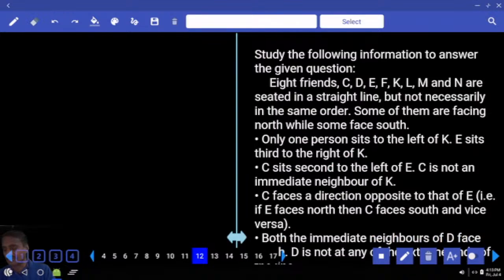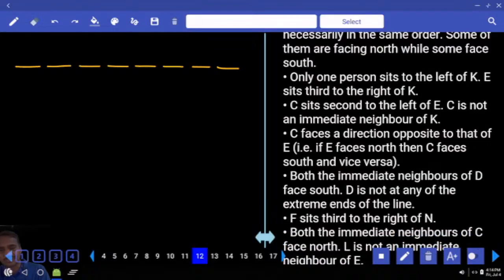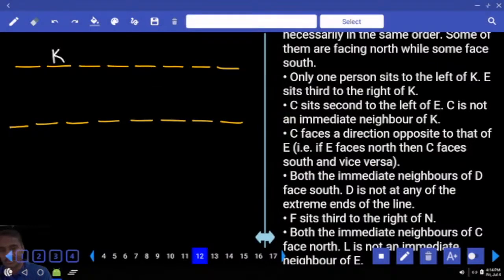Now question number 12. How many persons are there? 8 friends are seated in a straight line, some facing north and some facing south. We work this out under the second priority. Positions 1, 2, 3, 4, 5, 6, 7, 8. Only one person is to the left of K. How many possibilities do we have? 2 possibilities. K can be here, or K can be here.